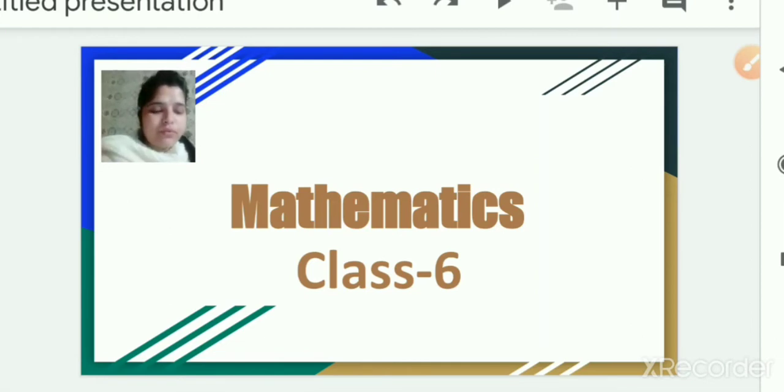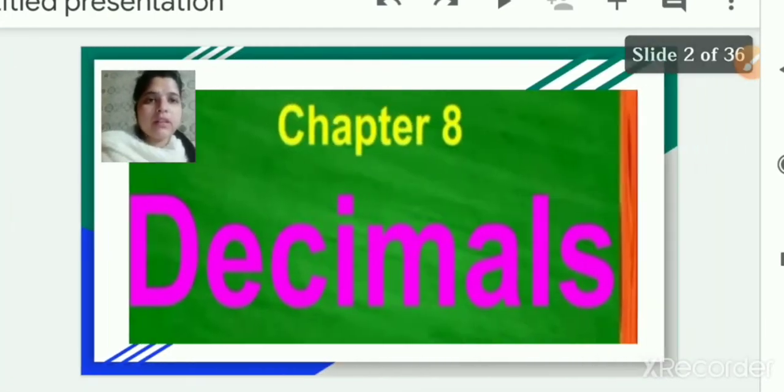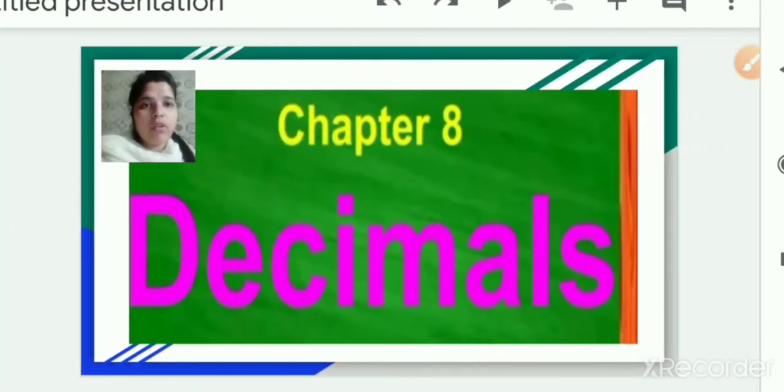So, let's start the chapter which we have already started, that is chapter number 8, decimals, right? We have recently started chapter 8, decimals. So today also we are going to continue the same chapter. I hope you all have gone through exercise 8.1 which we have completed. So today we are going to start exercise 8.2 for the same chapter.